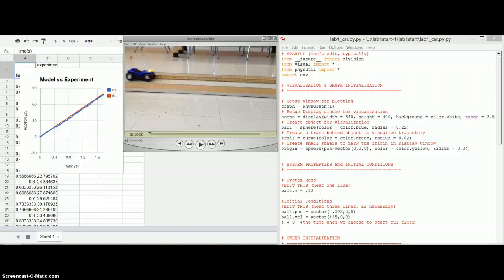This is Lab 1, looking at constant velocity.